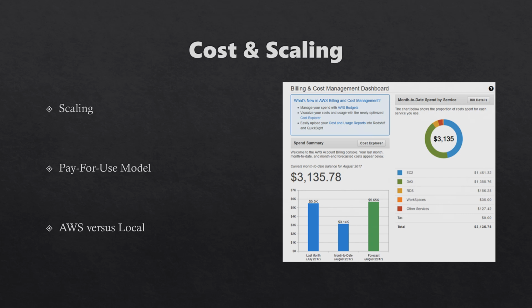So, cost and scaling. Most development teams, the biggest thing that comes to mind is cost. Are we going to meet costs? Are we going to have to ask for more? It's always going to be there. And in the grand scale of things, what drives costs? That would be capacity, or the need for more capacity, or even less capacity.